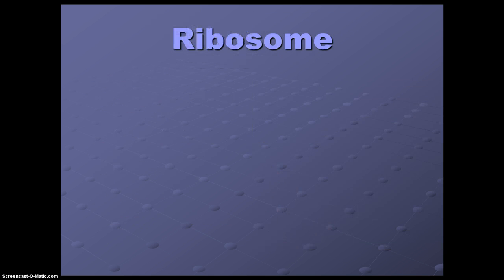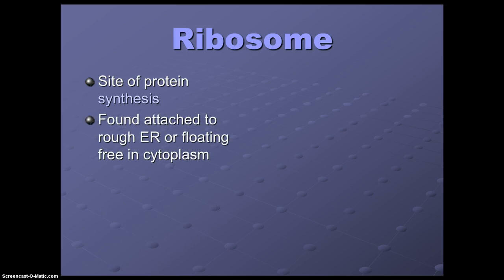Alright, so ribosomes we just talked about, so I want you to think to yourself, what did a ribosome do? It makes proteins. So the fancy way to say that is the site of protein synthesis, but it makes proteins. These are usually found attached to the rough ER, but they can also be free-floating in the cytoplasm. So again, picturing fruit and jello, like the fruit floating around.